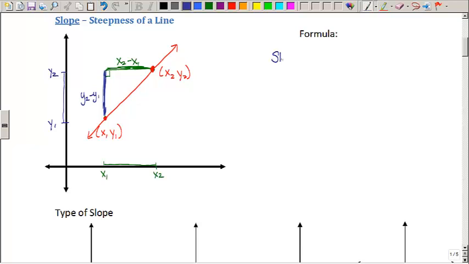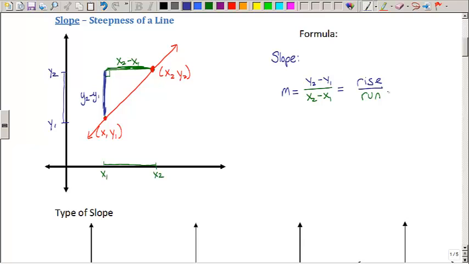Mathematically, the way we talk about steepness is we call it slope. And the slope formula is y2 minus y1, or the vertical distance that we've traveled, divided by x2 minus x1, or the horizontal distance we've traveled. Another way of thinking about this is rise over run. My rise is my blue distance that I'm increasing vertically. My run is my horizontal distance that I'm increasing horizontally.